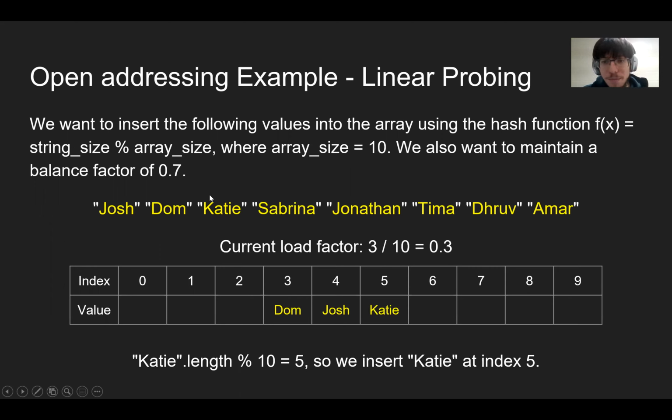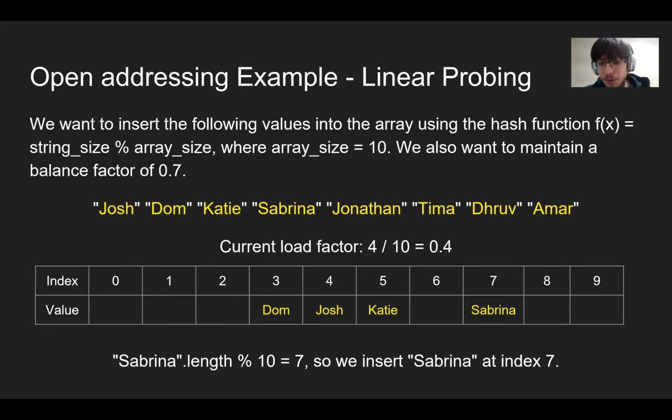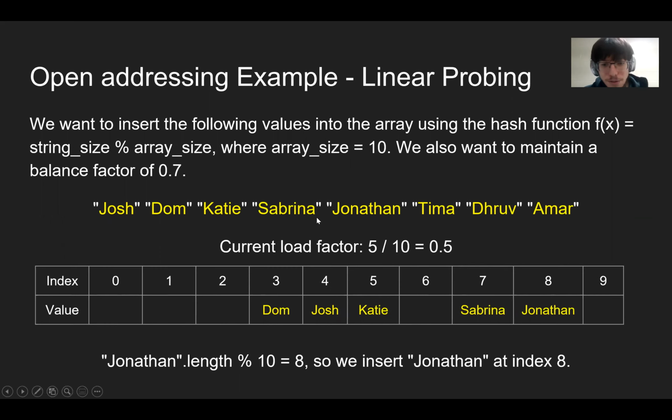So far, so good. Then we have Sabrina, and Sabrina is now in position 7, right? Because her name is length 7, so 7, still no problems. Then we try Jonathan. Jonathan is of length 8, I believe, yeah. And load factor is still less than balance factor, so we're still good.